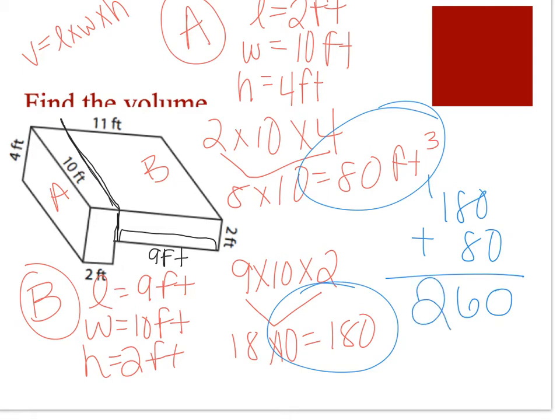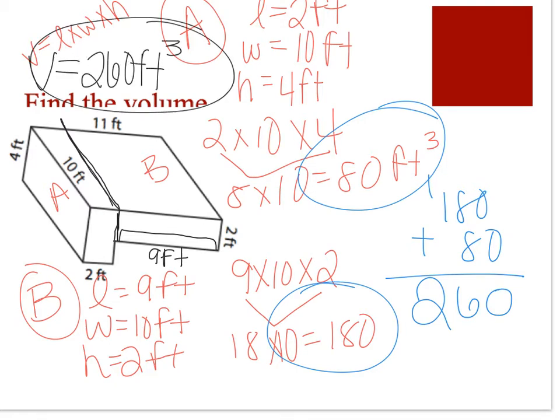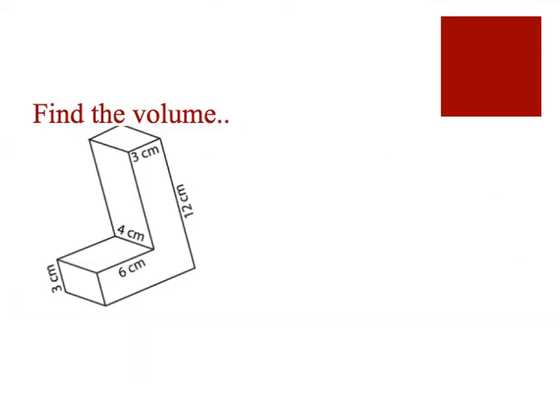I get 260, so that means that my final volume for this shape is 260 feet cubed. All right, I want you to pause this video, go ahead and cut this composed figure into two smaller figures, and find the volume.